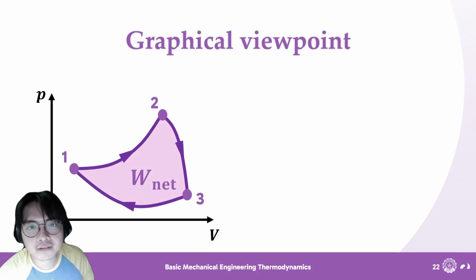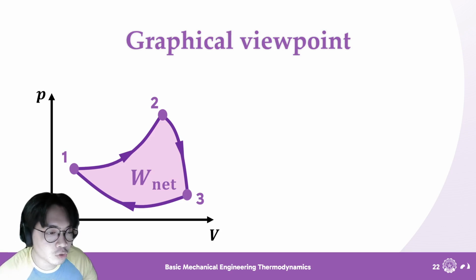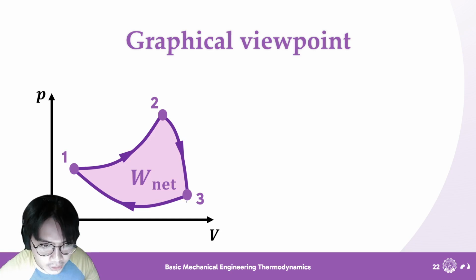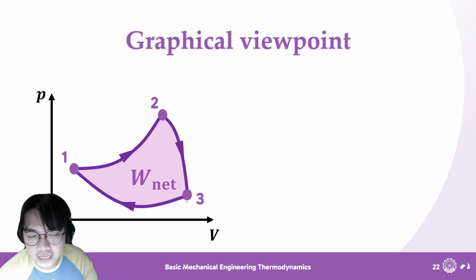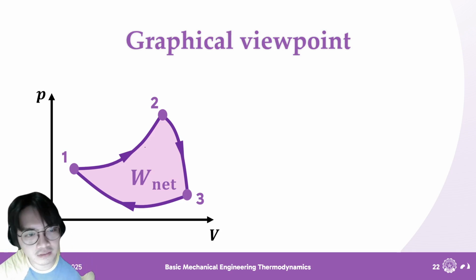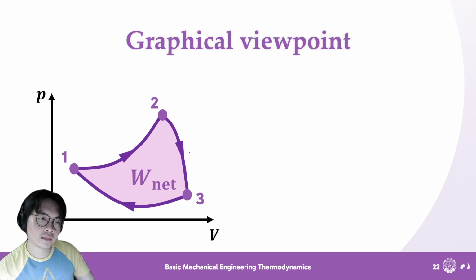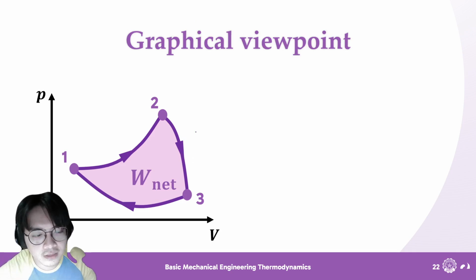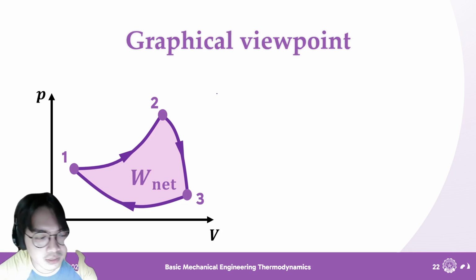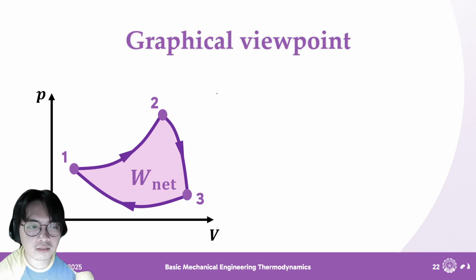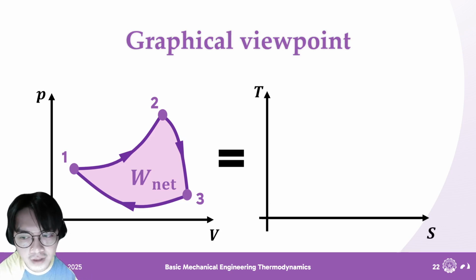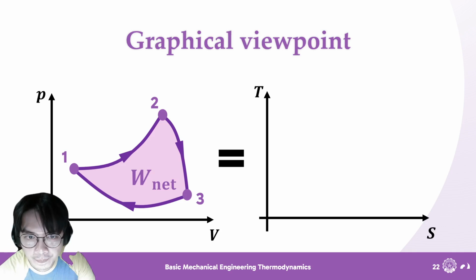Now, back to this graphical viewpoint, we just said earlier that in a PV diagram, we will have the total net work for the cycle 1, 2, 3. In this diagram, the area that these enclose is going to be work net. And so let's try to draw this from another perspective. Let's try to draw it from a TS diagram.